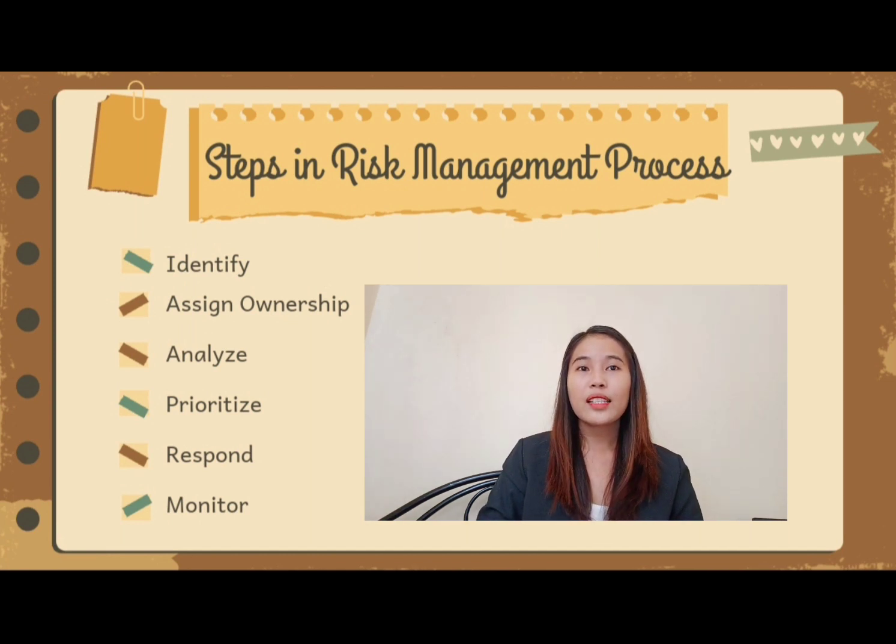Number 2 is assign ownership of each identified risk to a team member who will be charged with overseeing the threat or opportunity. Although some project managers prefer to assign ownership after the risks have been analyzed and prioritized, taking this step early can be beneficial.